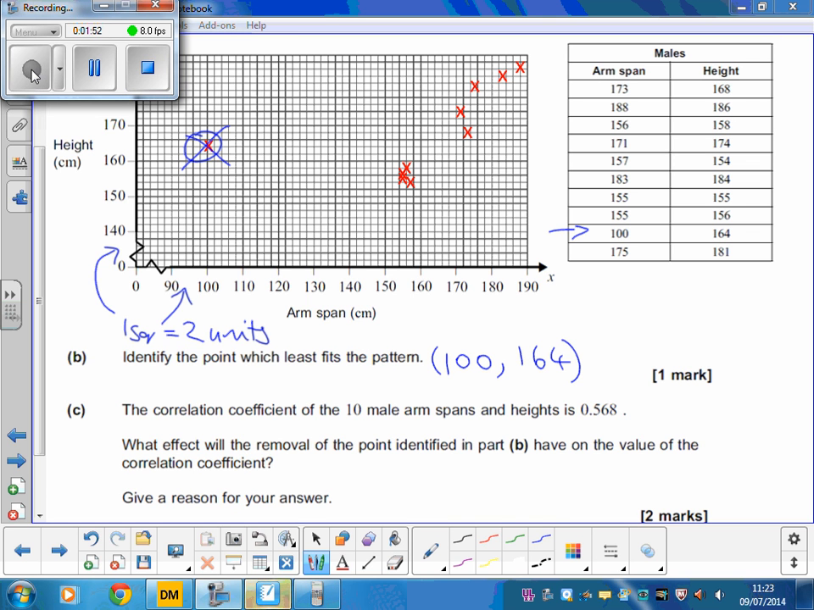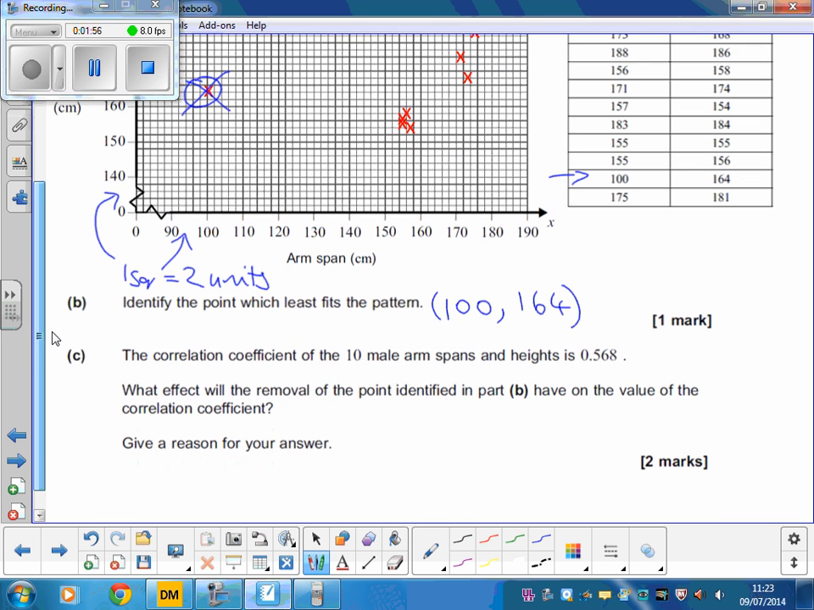There are actually 2 marks for this question, so we need to make 2 comments. So what effect is this going to have? Well, now the points are going to be much closer to a straight line. You don't need to draw this on. If they're closer to a straight line, the correlation coefficient will increase, closer to 1. So the correlation coefficient will increase. Okay? So it's going to become closer to 1.